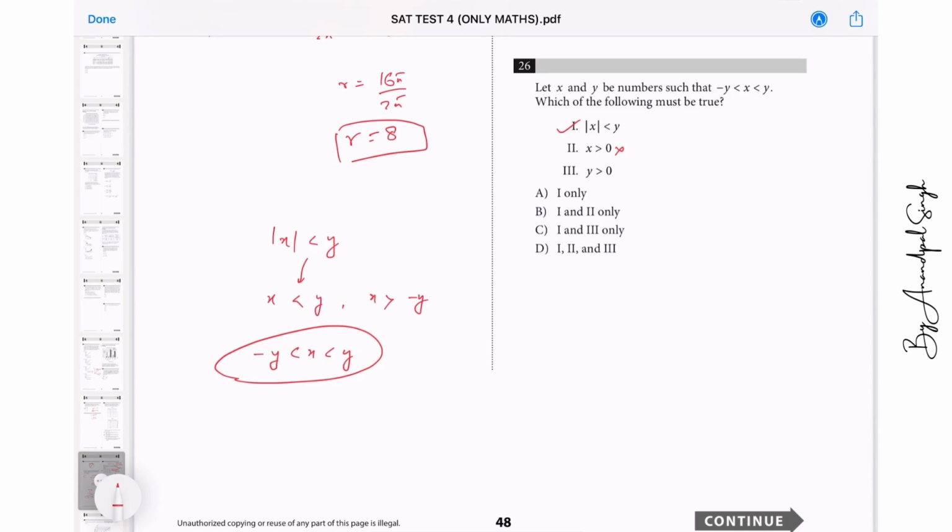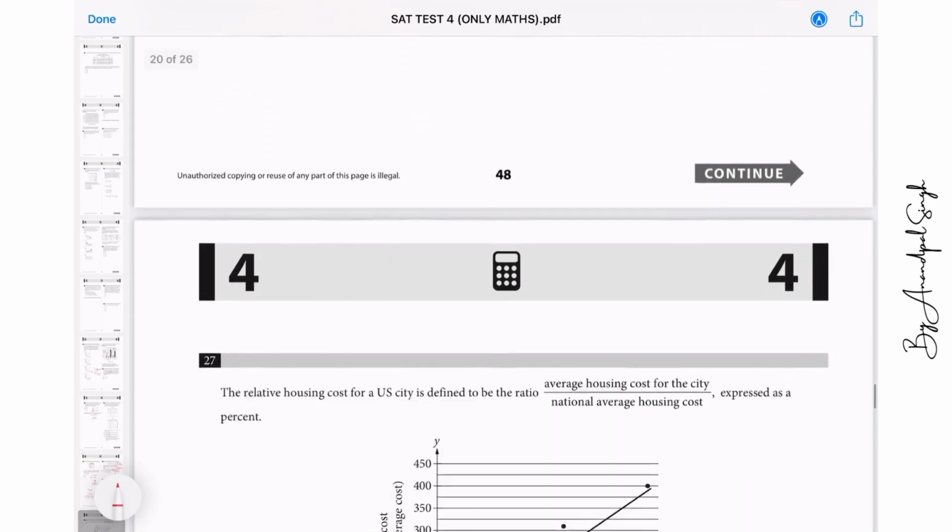Now the third one says y is greater than 0. Y is positive, so which must be true? If I take negative y to positive y, and if I take y to be negative 2, then 2 should be greater than this x. So this is not possible because there is no such number here. So y has to be positive. When it becomes positive, then this becomes the case. So I will go with 1 and 3. That is option C. So C is the correct choice.